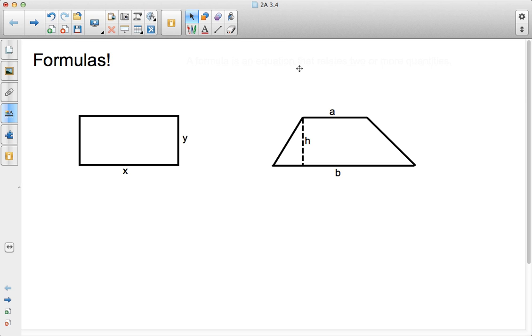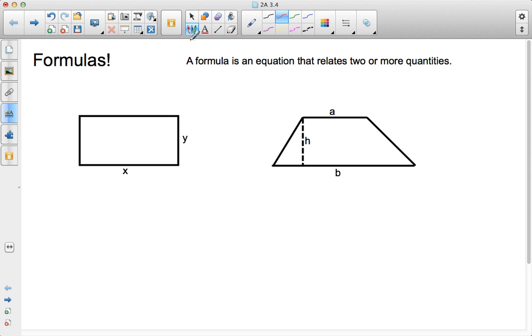So, in the past you've learned that a formula is an equation that relates two or more quantities. What we're going to do right now is just go over some different formulas and go to the meat of the lesson. Let's take a look at the first formula that we're going to talk about here.